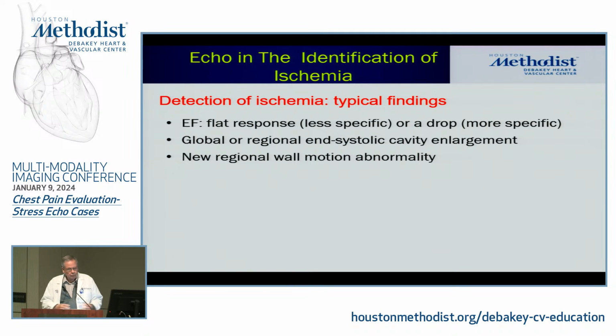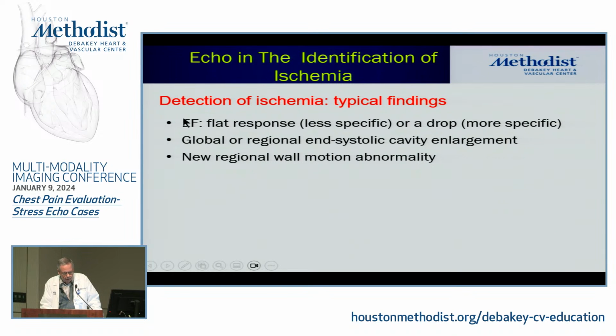Okay, so as we have been talking about this, I think you can clearly summarize this yourself, right? What do we see with ischemia? Well, we see global or regional end systolic enlargement, wall motion abnormalities, geometric distortion. All of these go together.